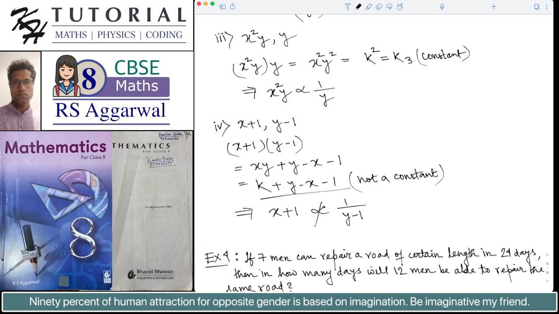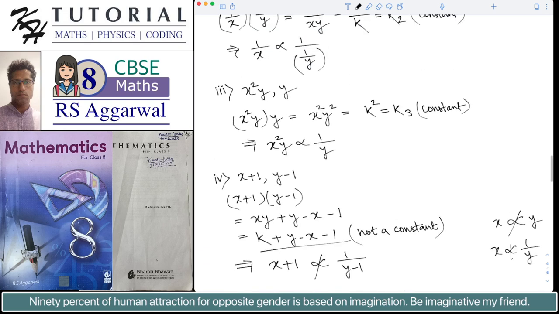So I am using this symbol to mean that. This is my convention. It may not be a standard convention used in the books. So when I write this, I mean x and y are not in direct variation. Similarly, when I write this, I mean that x and y are not in inverse variation. Okay. So that was problem 3.